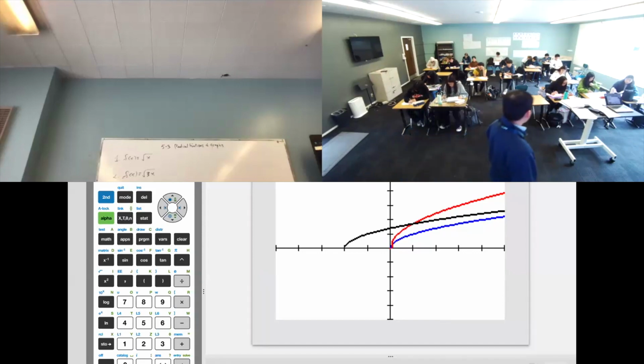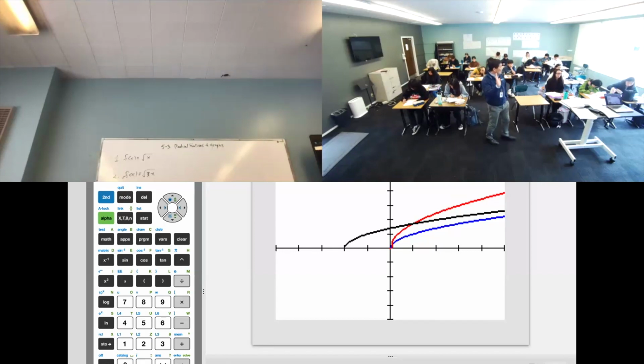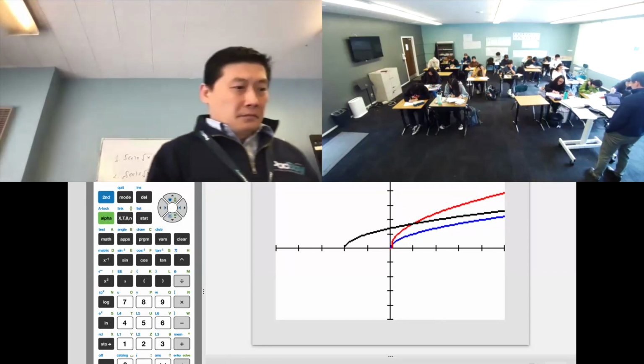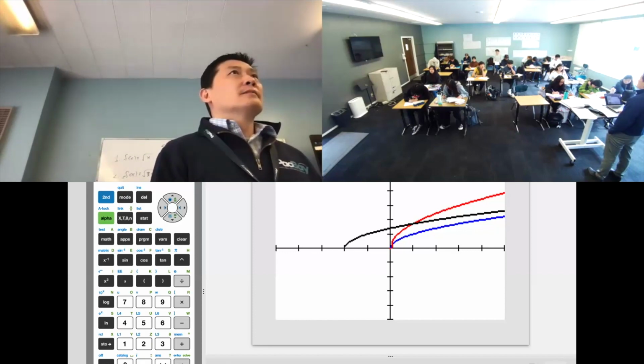Why? The starting point for f of x is 0, but if you put 0 in here, you're already going to be at 2. So your starting point has to be negative 2 in order to make that whole thing equal to 0. In order to make the square root of x plus 2 equal to 0, your x has to be negative 2. That's why it makes sense it has shifted to the left. Questions so far before we keep moving on?